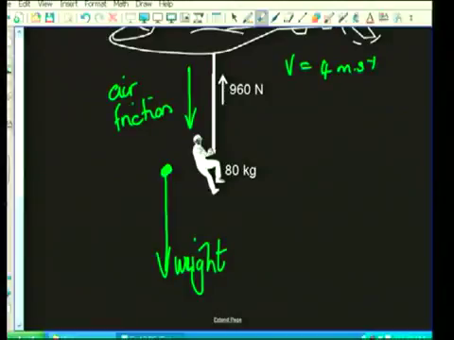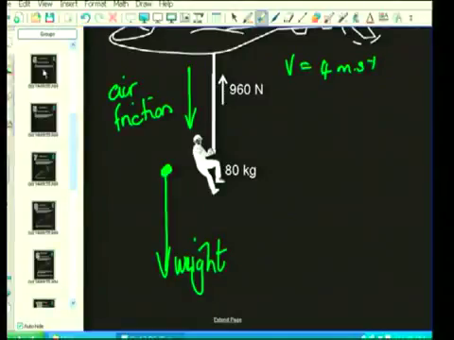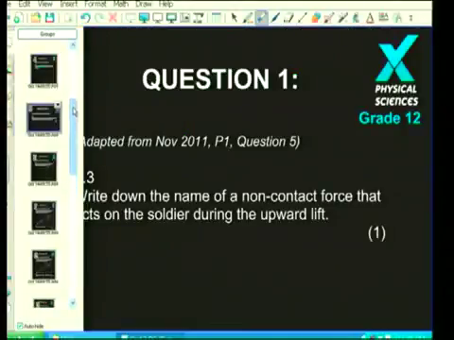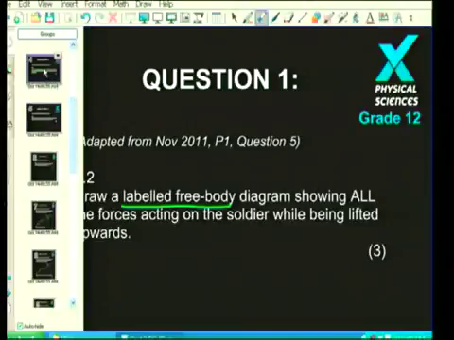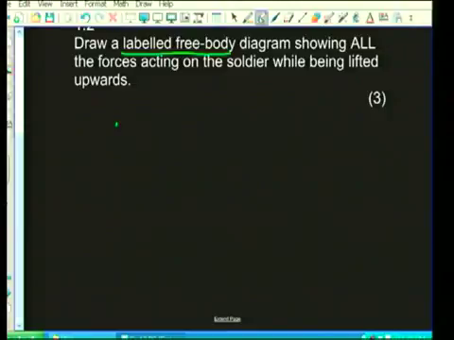Okay, so now we've got 3 forces. Nothing is moving him sideways. Those are our 3 forces. We now need to put these 3 forces into our free body diagram, okay? It has to start with a dot. So there we go, and we make it nice and neat.